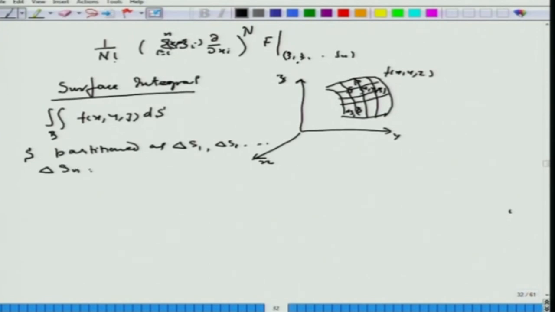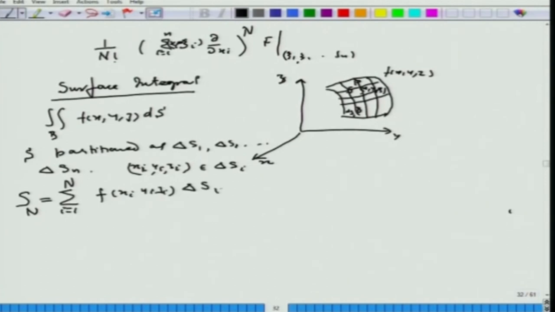And here say x_i, y_i, z_i is a point in delta S_i. So then we consider this sum S_n, the sum of f of x_i, y_i, z_i, i equal to 1 to capital N, times delta S_i.